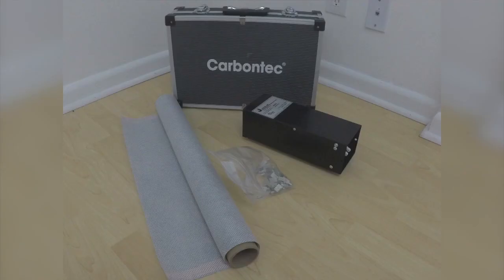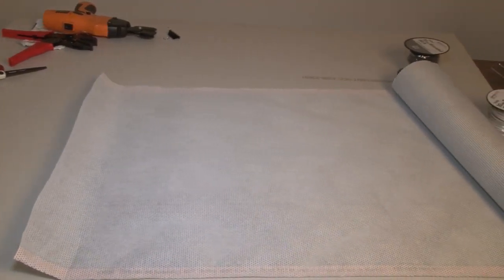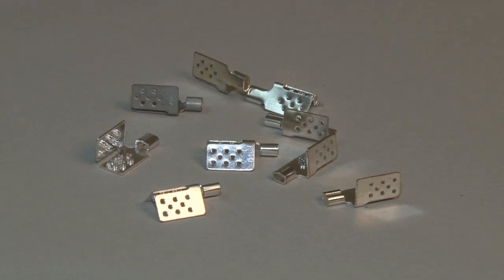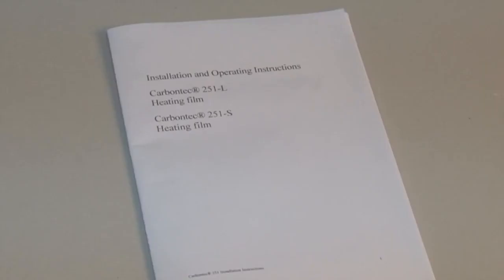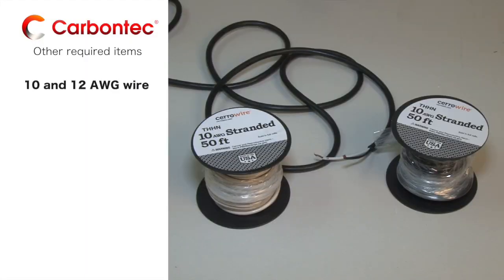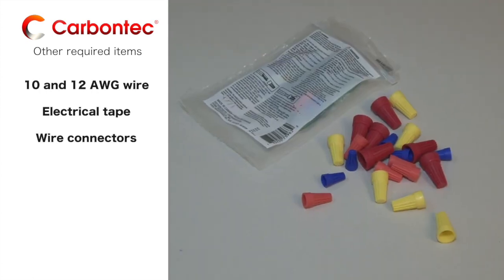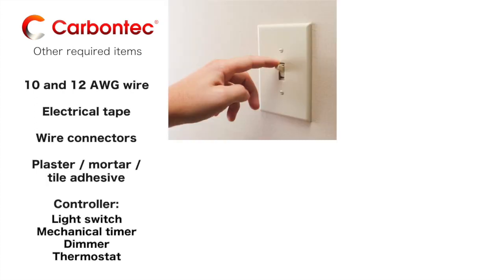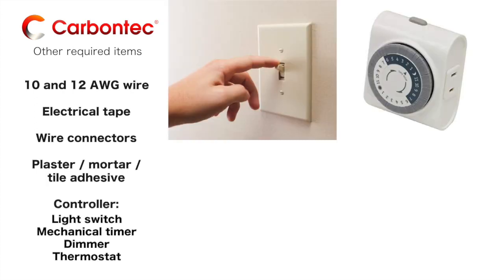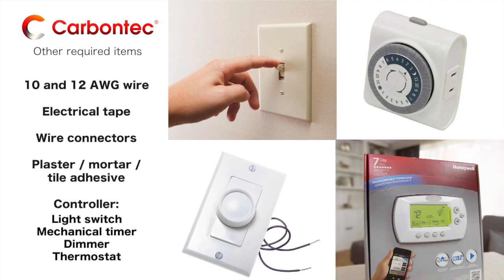In your Carbontec Radiant Heat Kit, you will be provided the following: Carbontec material, UL listed crimps, UL listed transformer, installation manual, warning stickers. Other required items for installation are 10 and 12 gauge wires, electrical tape, wire connectors, plaster or mortar or tile adhesive, controller, which may be a light switch, mechanical timer, dimmer, or thermostat.